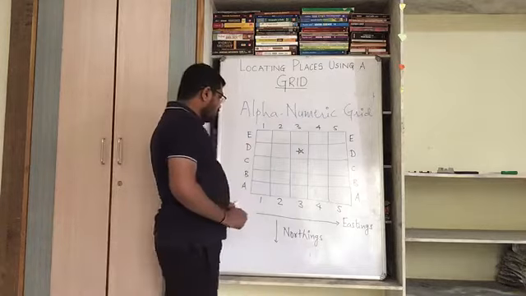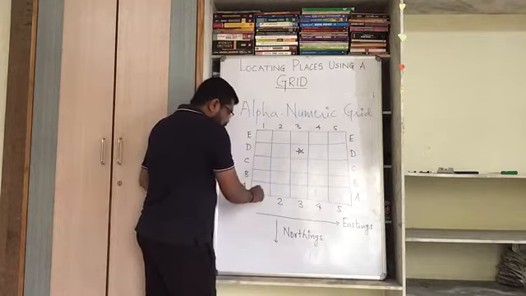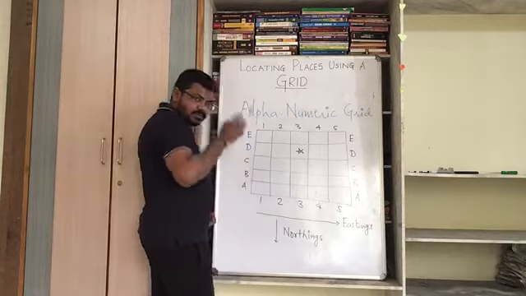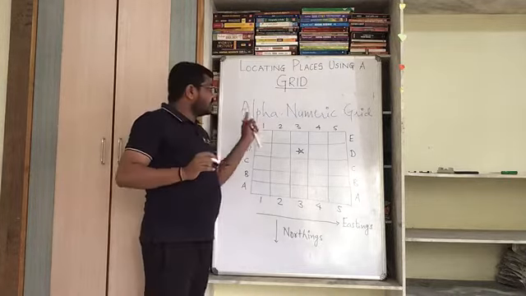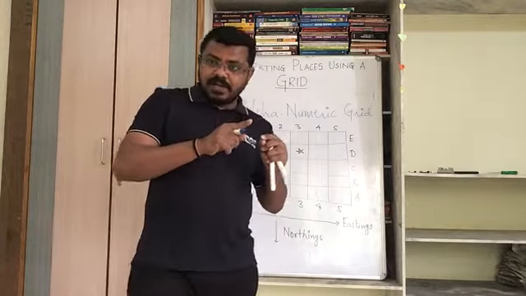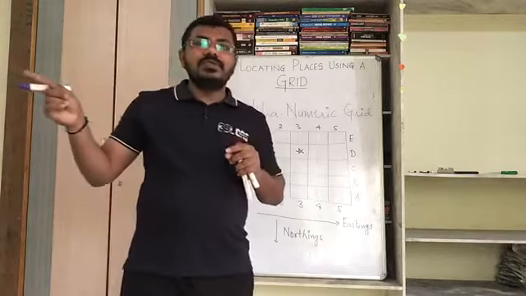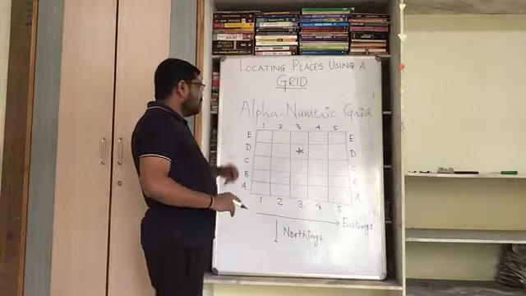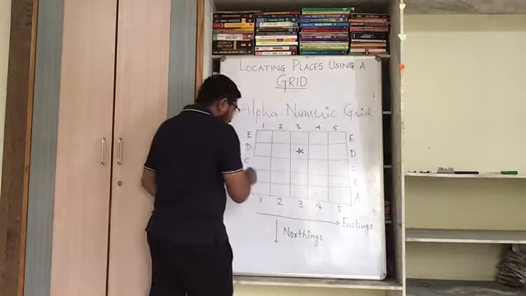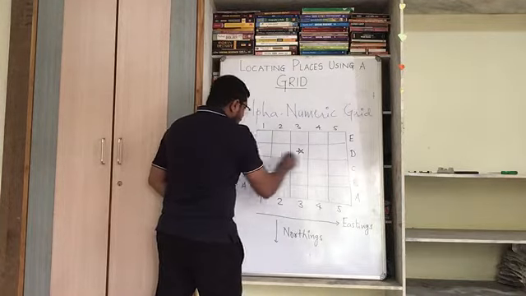So in terms of easting, this is column 1, 2 and 3, right? Now, because it is alphanumeric grid, it will start with alphabetical order and then it will come on to the numerical order. So alphabetical order, if you see, this is A, B, C and D.